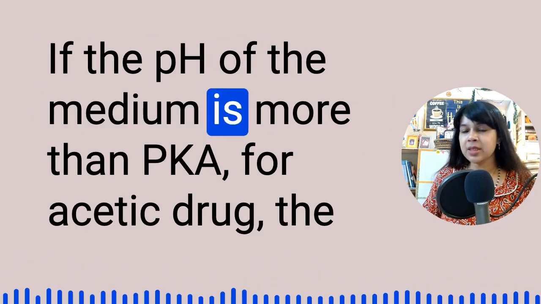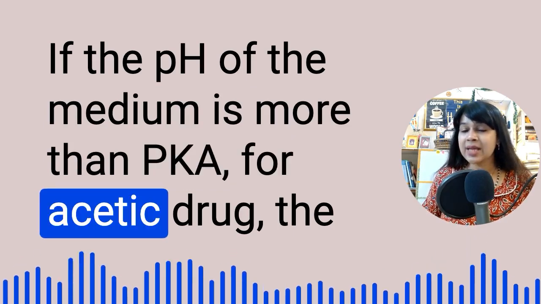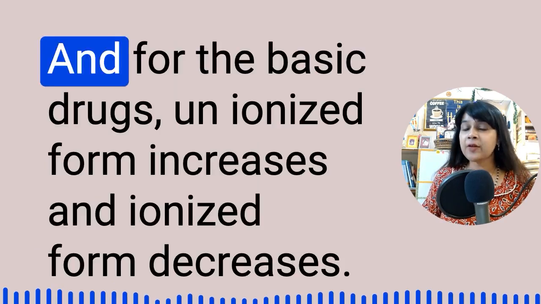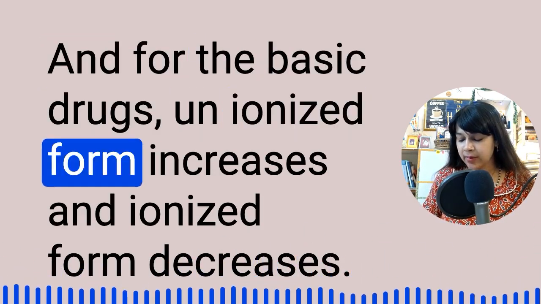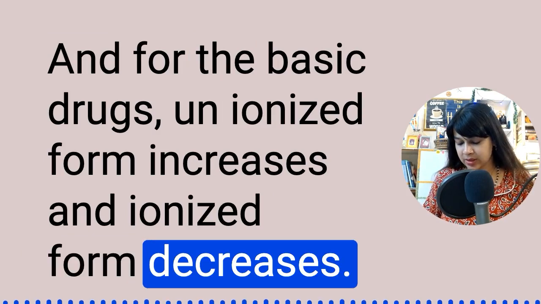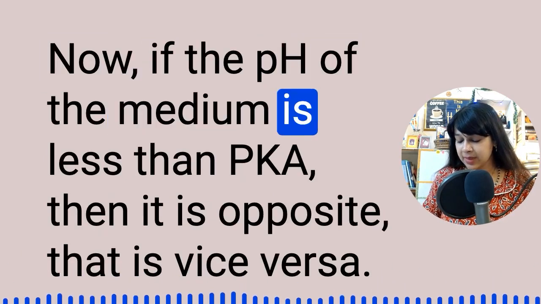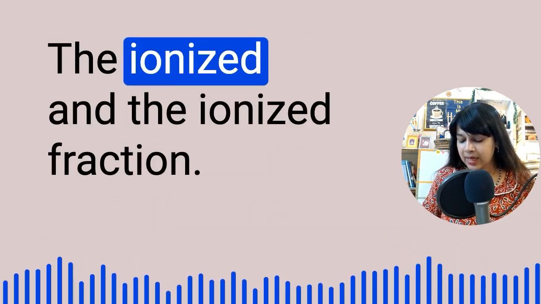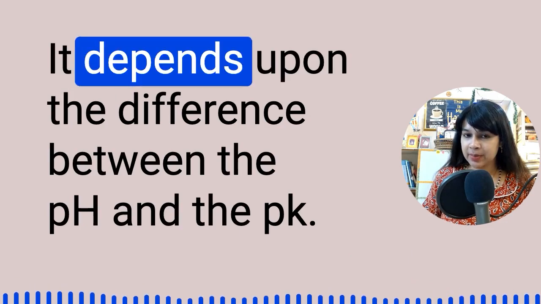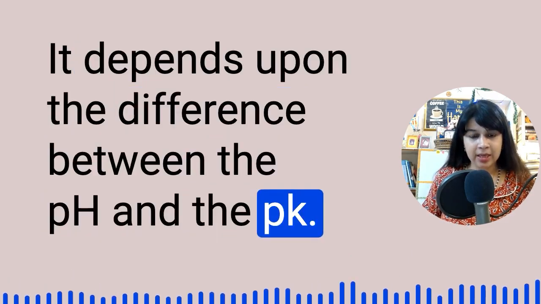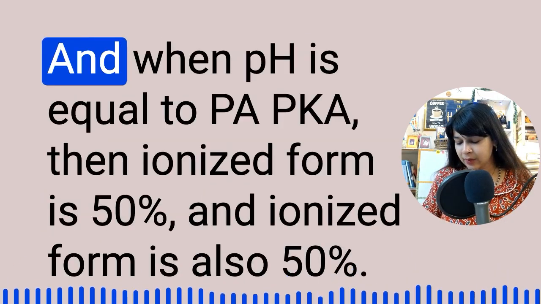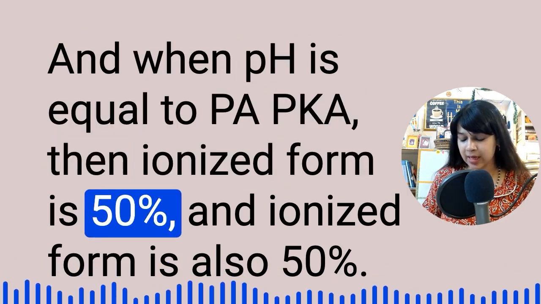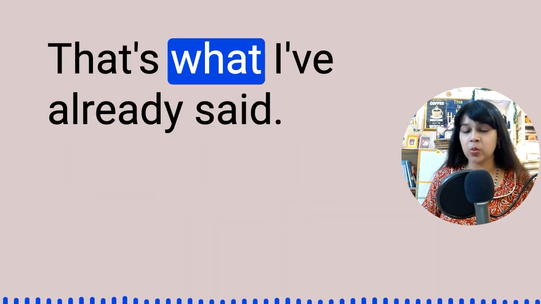If the pH of the medium is more than pKa, for an acidic drug, the ionized form increases and the non-ionized form decreases. And for basic drugs, the unionized form increases and the ionized form decreases. Now, if the pH of the medium is less than pKa, then it is the opposite, vice versa. The ionized and the unionized fraction depend upon the difference between the pH and the pKa. And when pH is equal to pKa, then the ionized form is 50% and the unionized form is also 50%. That's what I've already said.